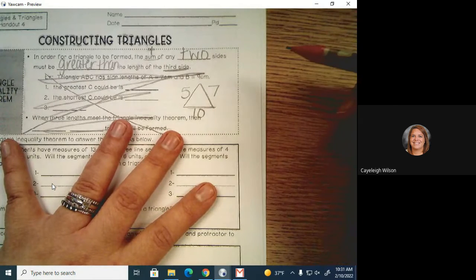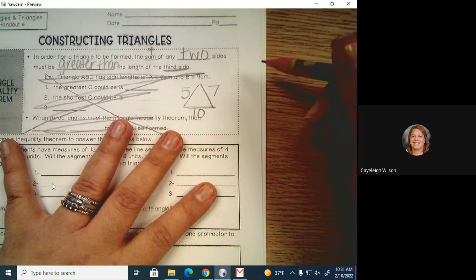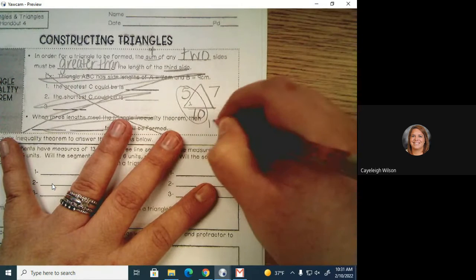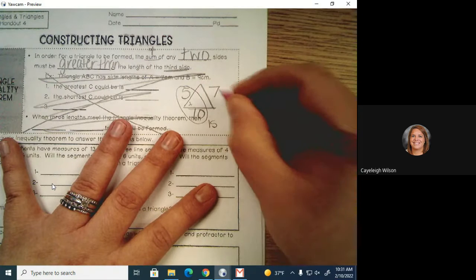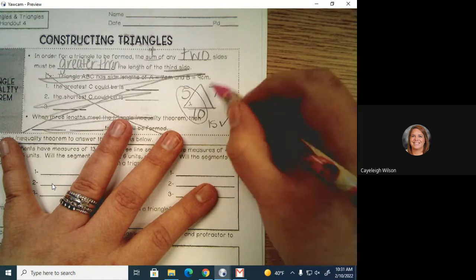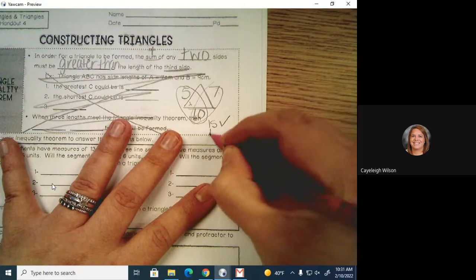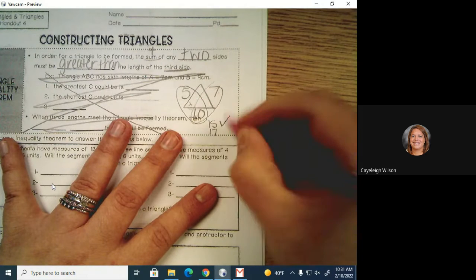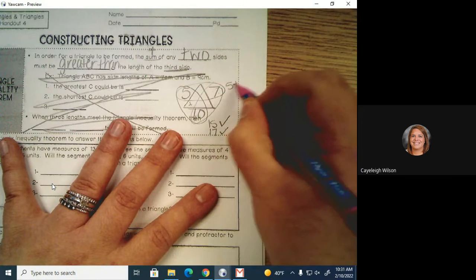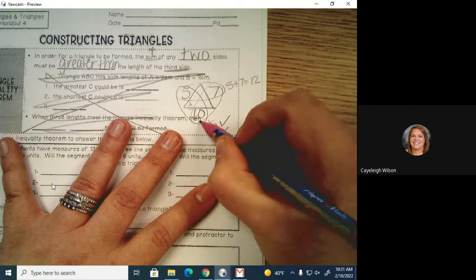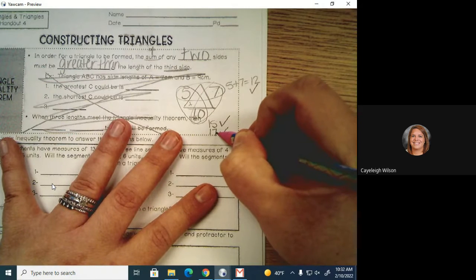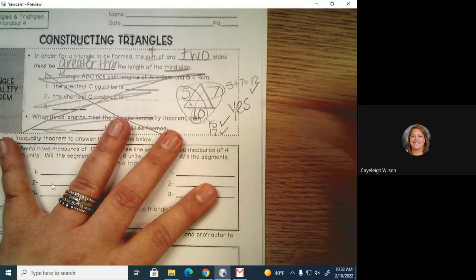All right, so I'm going to add two sides together, and they must be greater than the third side. Okay, so what is 5 plus 10? 15. Is that greater than that third side? Yes, so that one's good. Then I'm going to add the next two sides together. 7 plus 10 is 17. Is that greater than this side? Yes. And then I'm going to add the other two sides together. So 5 plus 7 is 12. Is that greater than 10? Yes. So since all three sums are greater than the third side, then yes, that's a triangle.